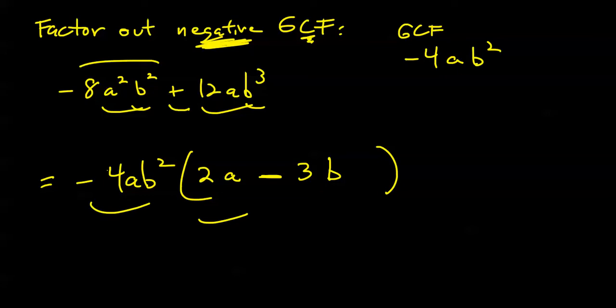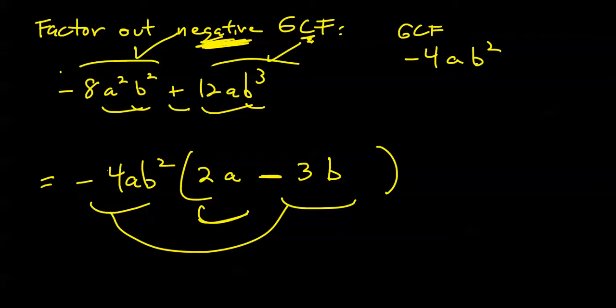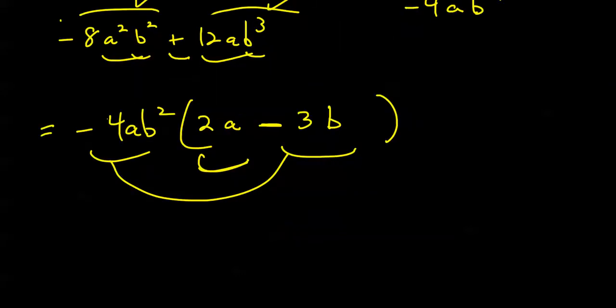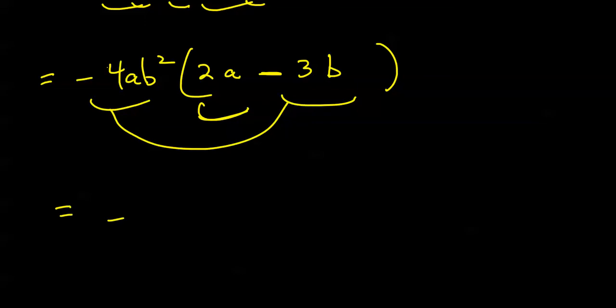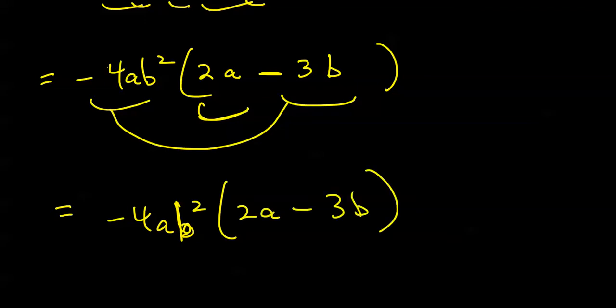Minus 4ab squared times 2a is negative 8a squared b squared, and that checks out. And negative 4ab squared times negative 3b is indeed positive 12ab cubed. So this checks too. Right, so be careful of the signs. Let me write down the final answer a little more neatly. If I factor out a negative GCF, it's negative 4ab squared times 2a minus 3b.